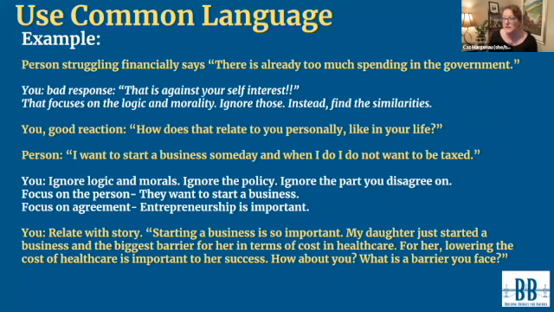And I can share then a story saying my daughter just started a business. And the biggest barrier for her, in terms of cost, has actually been healthcare. So getting insurance for herself. And so for her, as being an entrepreneur like yourself, the most important thing is lowering that cost of healthcare. That is how she's going to succeed. So speaking in terms of that, and then turn it around, asking them, how about you? What is a barrier you face? Right? Not talking policy, trying to avoid those minefields of policy, but again, focusing in on what you have in common, focusing in on a story.